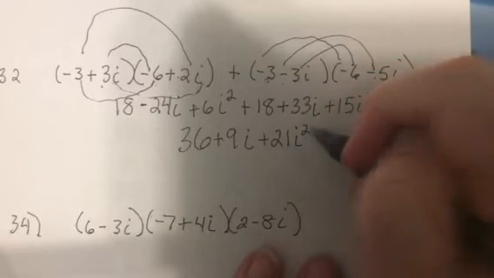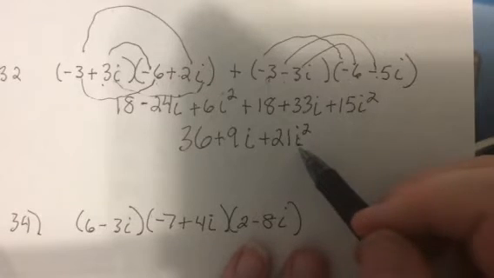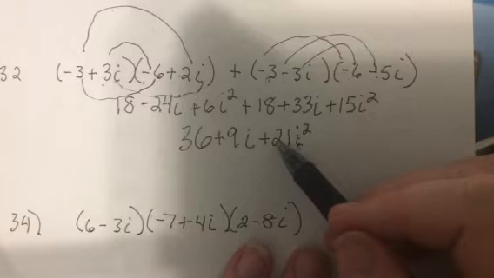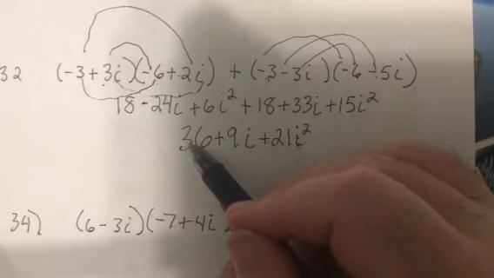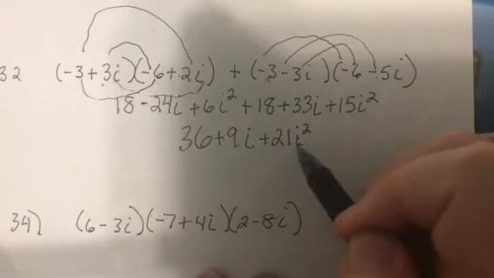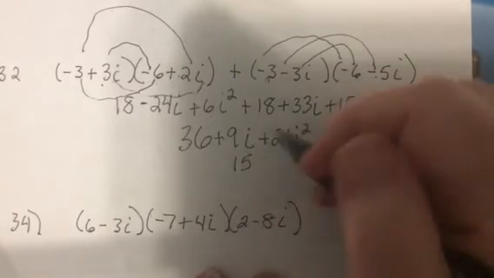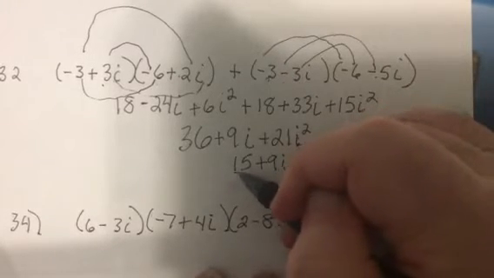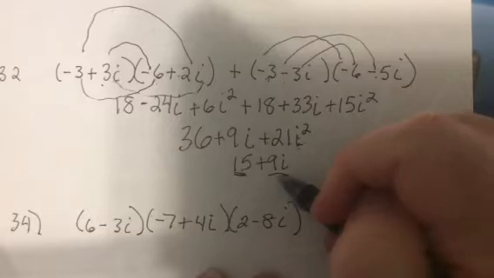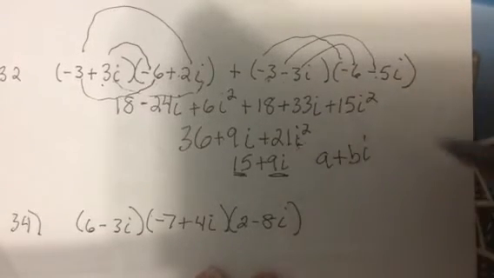But wait a minute. You've got to change the i squared. i squared is -1. So this goes from being positive 21i squared to -21. And 36 minus 21 is 15, and then plus 9i. Now you always write the real part first and the i second. So a complex number is always a plus bi.